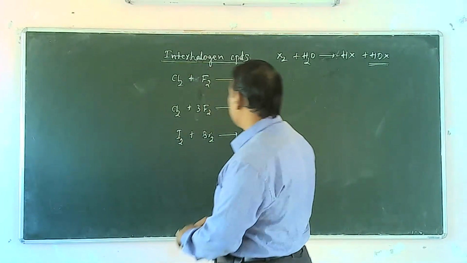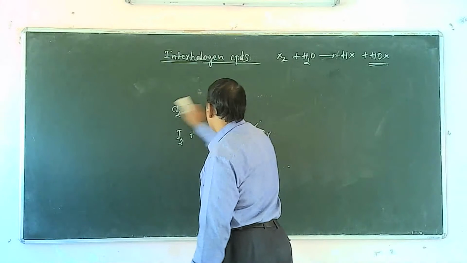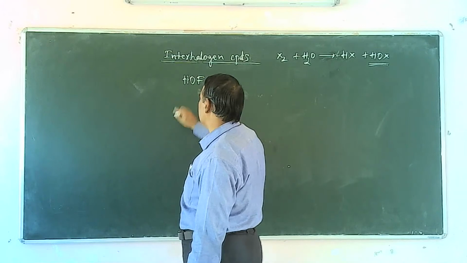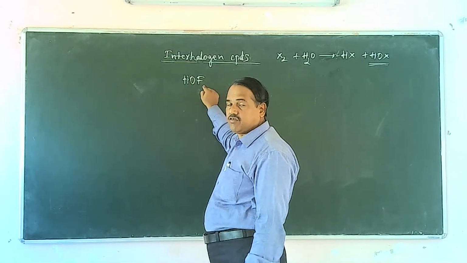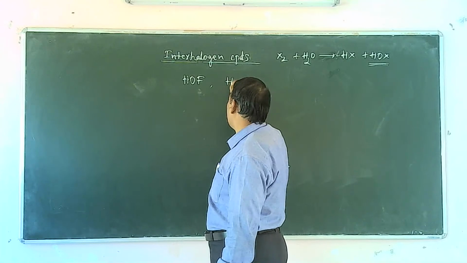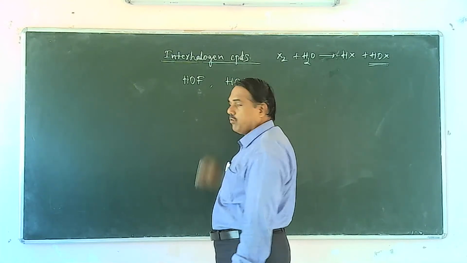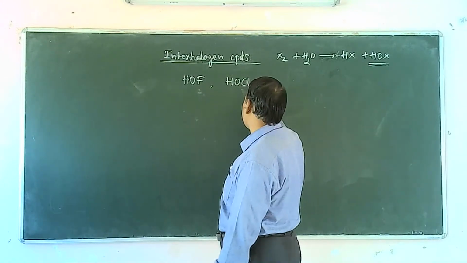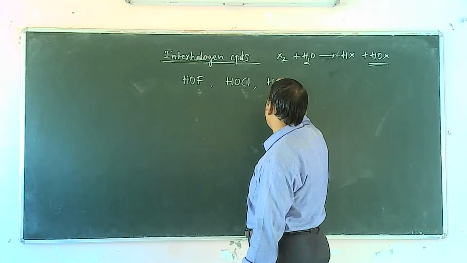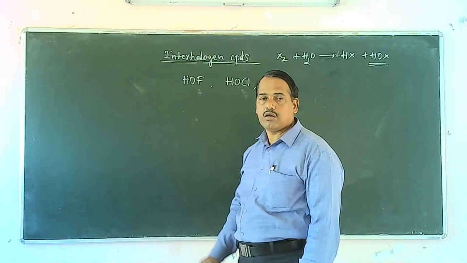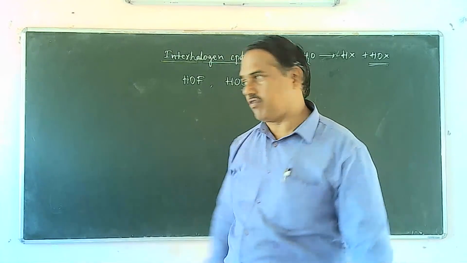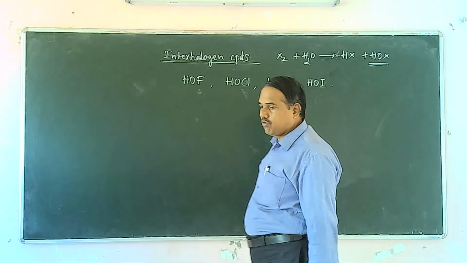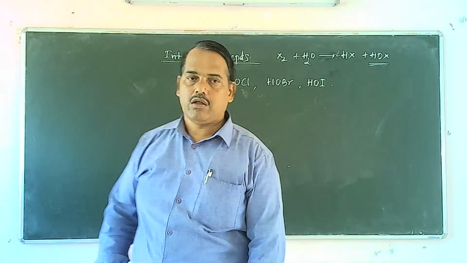See, what we should study next, HOF, which is nothing but hypofluorous acid. Again, HOCl, which is nothing but hypochlorous acid. Again, HOBr, which is nothing but hypobromous acid. Again, HOI, hypoiodous acid. Are you clear?